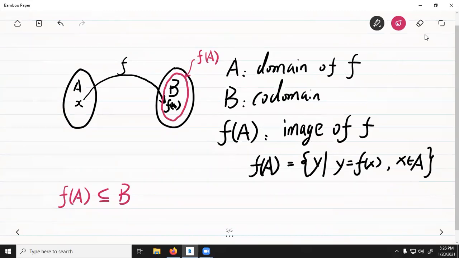So when we talk about functions, we also need to talk about some special functions. The first special function is called onto. What's the meaning for a function to be onto? Onto means the image of f is equal to the set B.